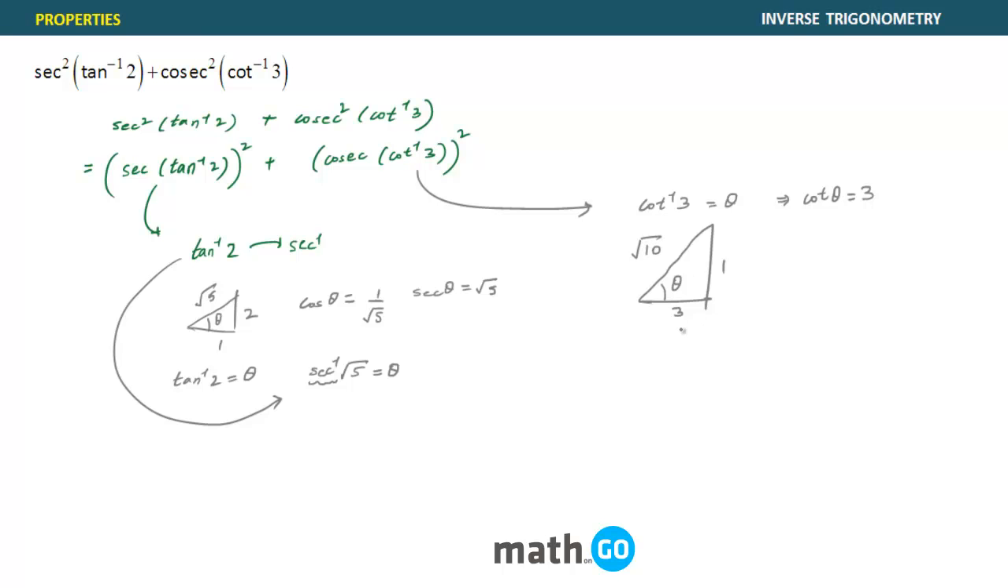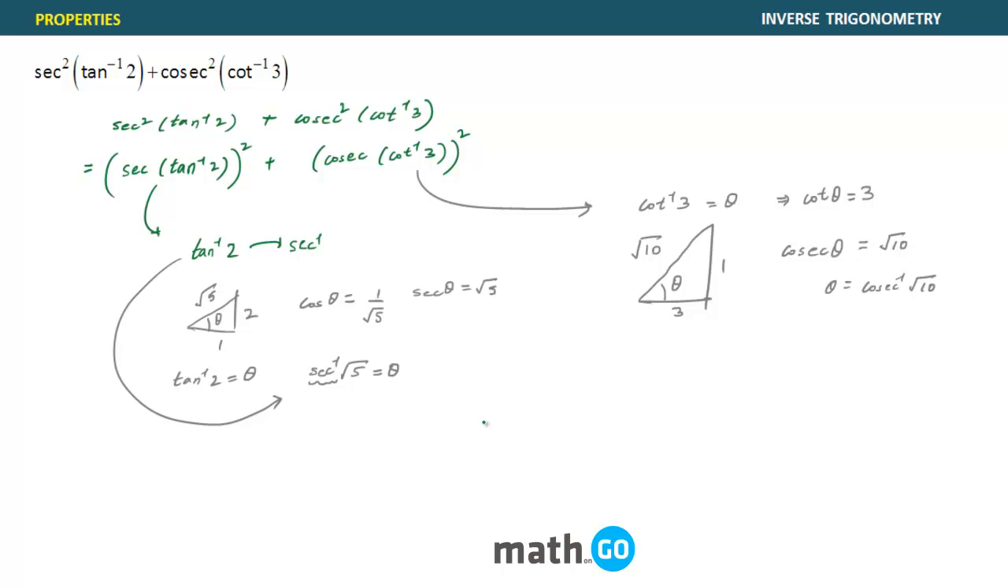Now you want to convert this into your cosecant inverse pair. So first of all, figure out what is cosecant theta. Cosecant theta will be nothing but the reciprocal of sine. Sine is 1 by root 10, so this becomes root 10. That means you can say theta is nothing but cosecant inverse root 10. So now you have got each and every value. Just put the values to get the answer.